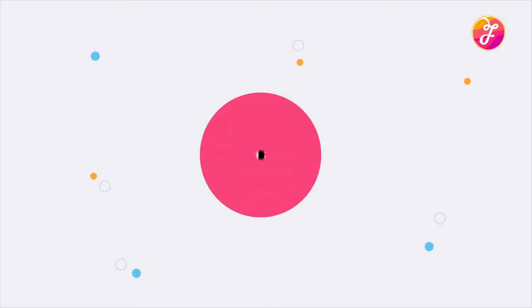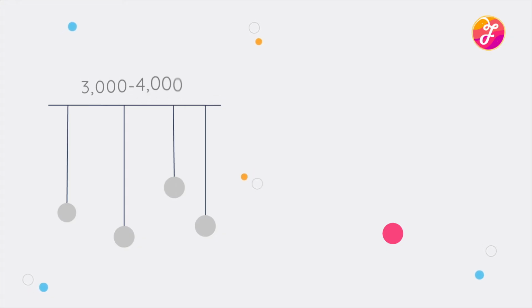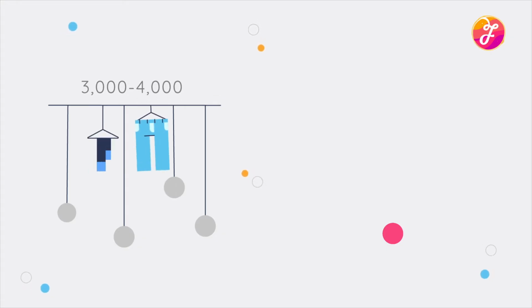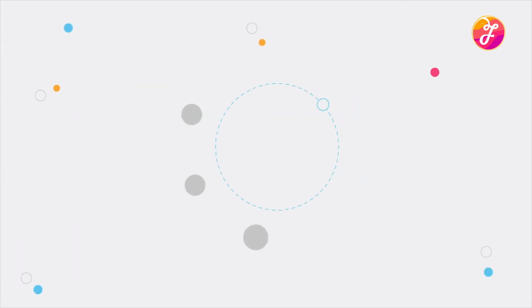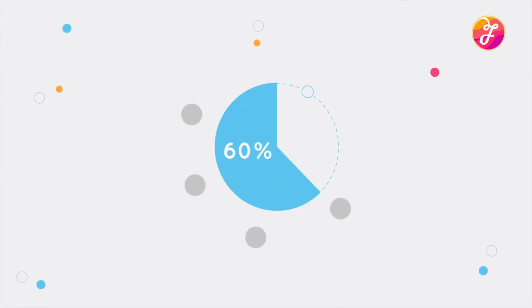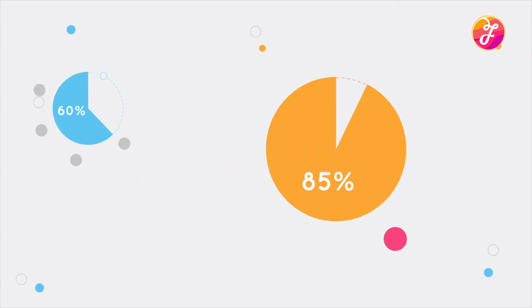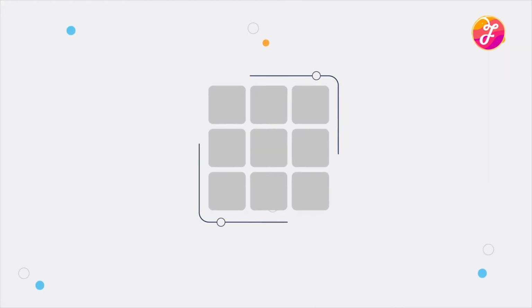Zara is very different from its competitors. While most of its competitors have 3,000 to 4,000 distinct items per year, Zara has 11,000. While the competitors sell only 60% of their clothes at full prices, Zara sells that at 85%. But the most important number is this.